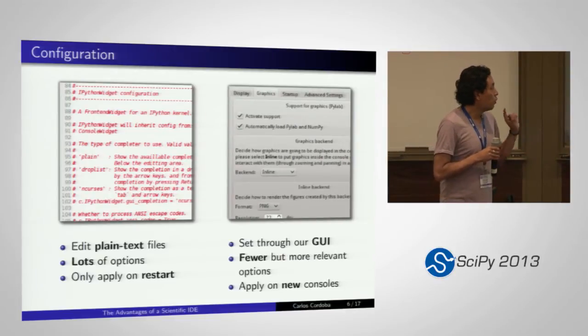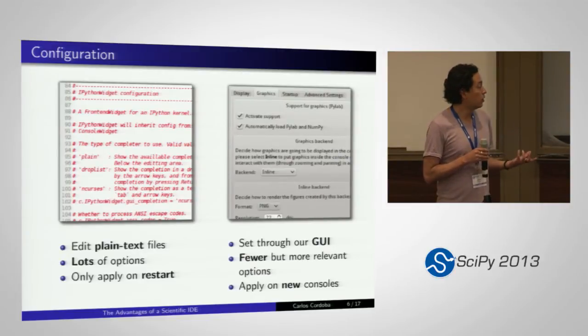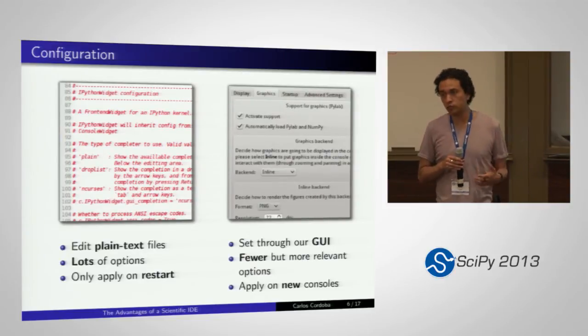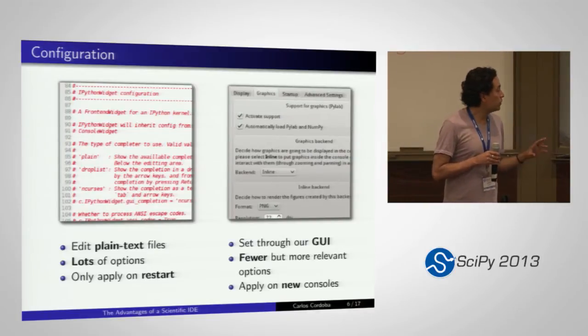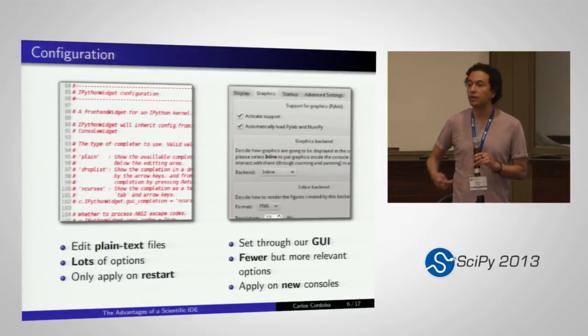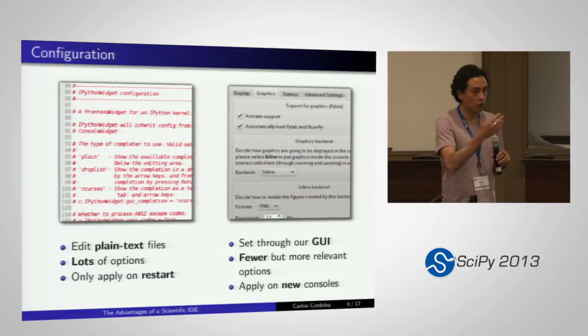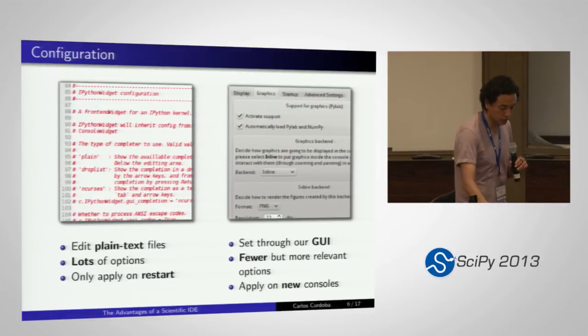Whereas in Spyder, we set the options through our GUI using our preference pane. We have many fewer options, but we think the most relevant ones for the user. And those options apply on new consoles. So you don't have to restart Spyder to see how the options affect a new console. You just need to start a console.